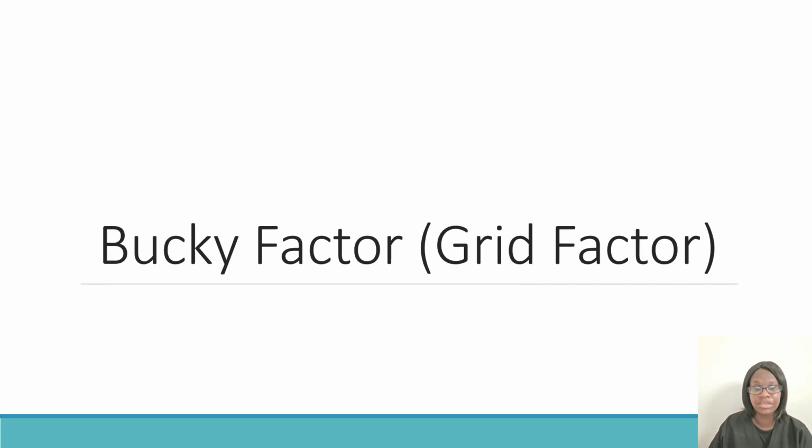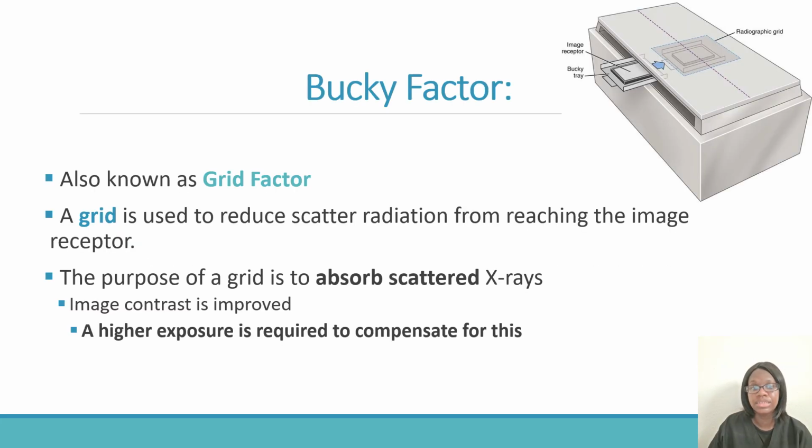Now we have our Bucky factor, also known as your grid factor. Just in case you see one or the other, just know both of them are the same thing. A grid is used to reduce scatter radiation from reaching the image receptor. The purpose of the grid is to absorb scatter radiation, or scattered X-rays, so it's going to absorb all of those scattered X-rays that are coming from the patient. Image contrast is improved whenever the grid is used. A higher exposure is required to compensate for this, though.